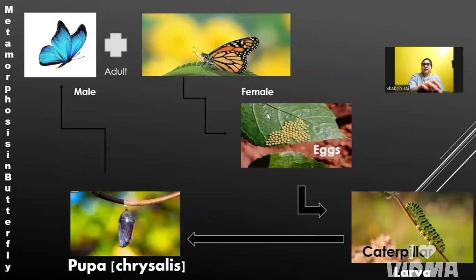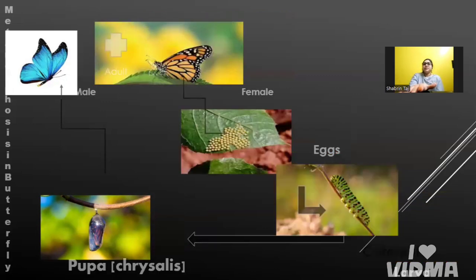Then let us sum up. After mating, the female butterfly lays an egg and it hatches into a caterpillar. That is the larval stage of the butterfly. Then it enters the pupa stage, which is the inactive and immature stage of the living organism during metamorphosis. And this sudden change from the larval stage to the adult stage is called metamorphosis.